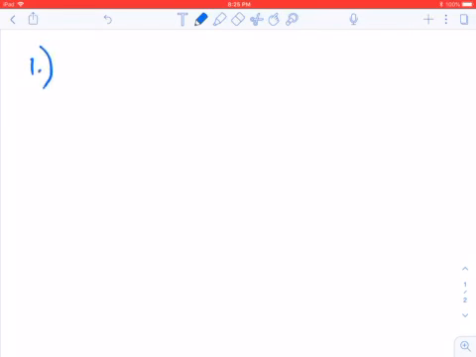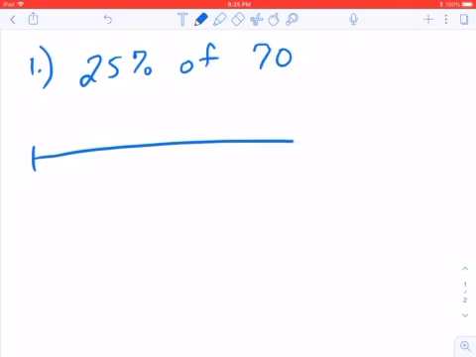Okay, here's your first problem. Let's get 25% of 70. So we'll make our double number line. On the bottom we have 0% and 100%. Go ahead and mark those. And then what's our whole amount? What's our 100% amount? It's 70.